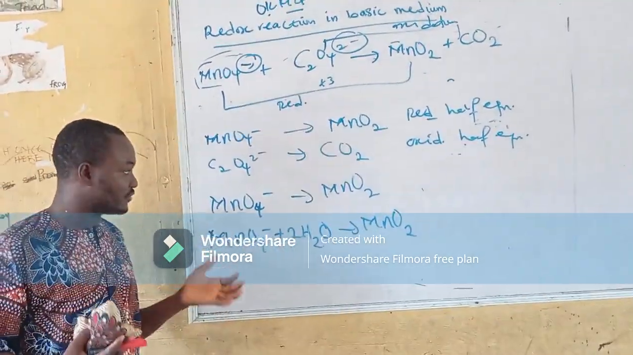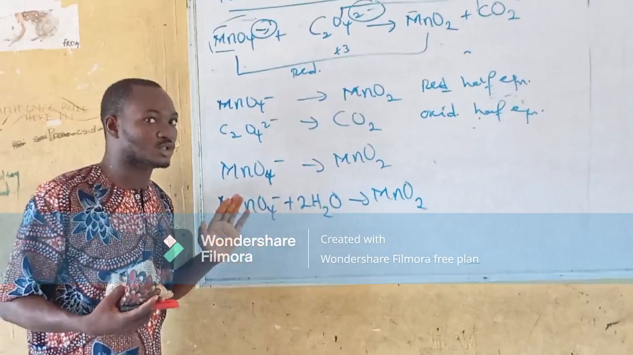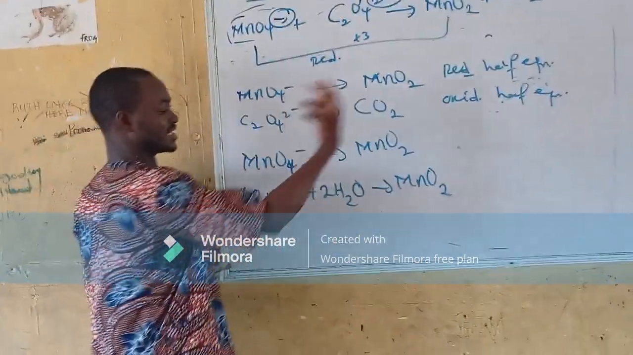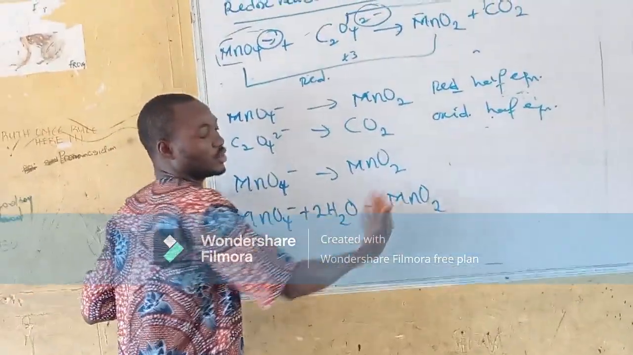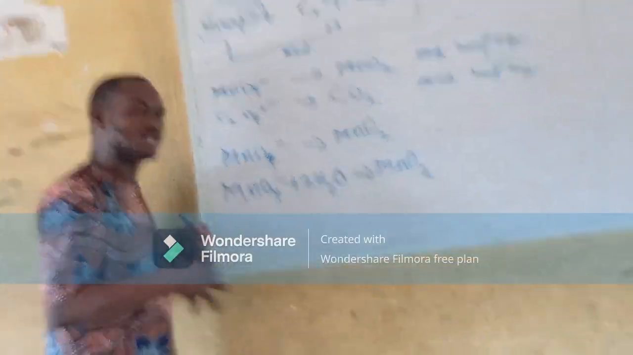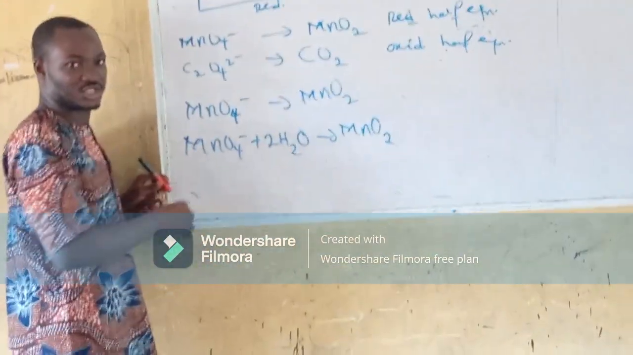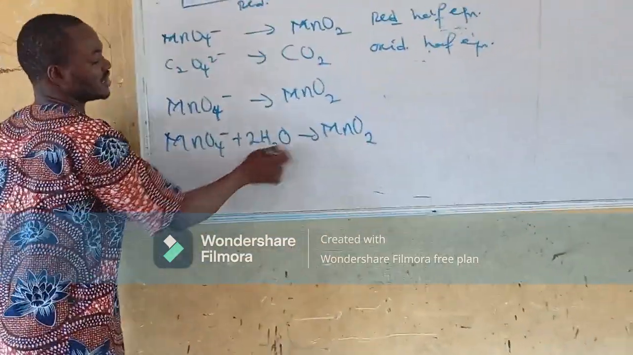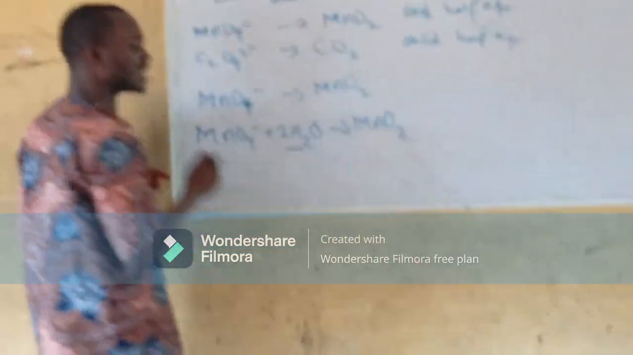However, though it looks as if it's just the first one to be here, because it's a basic medium, this is how we do it. So what do we do next? We are going to replace the excess hydrogen here in the form of hydroxyl on the other side, because we are dealing with a basic medium. And by doing so, it's going to balance the oxygen. Let's look at it. We have MnO4 minus plus 2H2 plus MnO2. Now we have 4 hydrogen here, we don't have any hydrogen here. This we are doing with a basic medium.